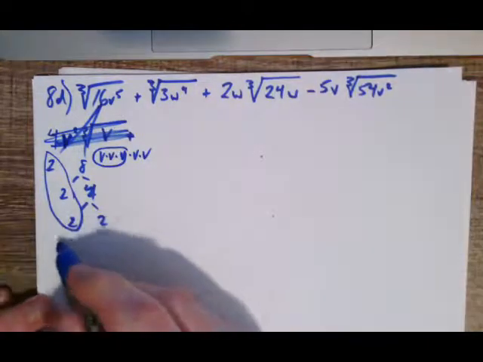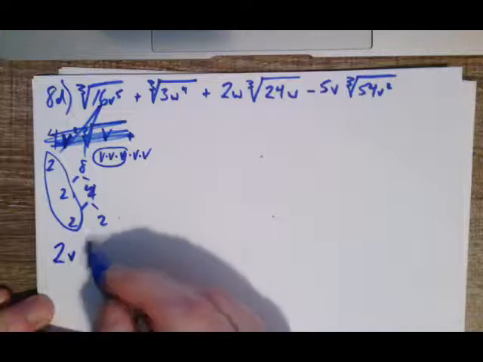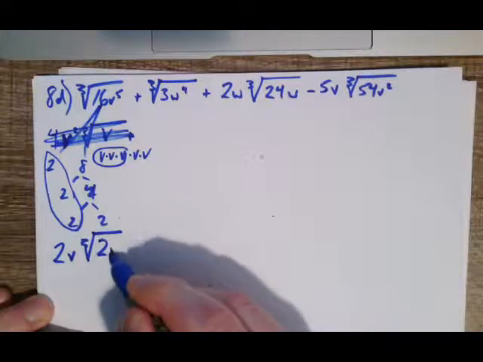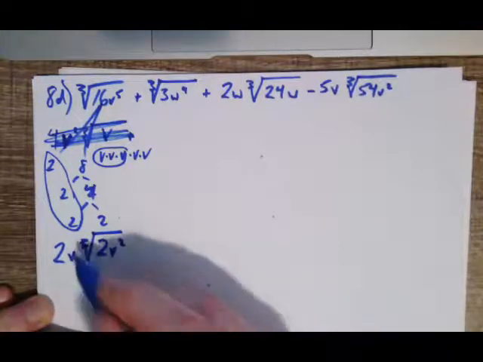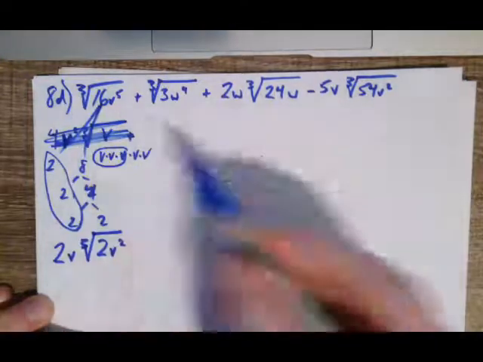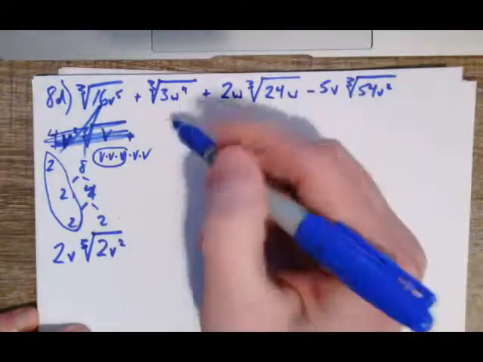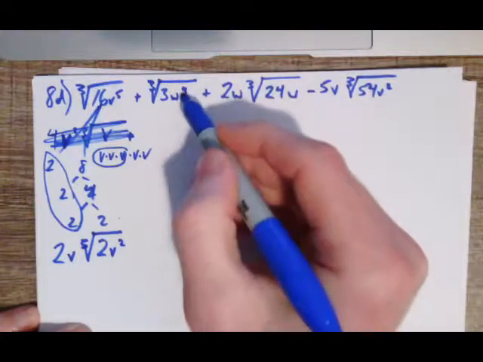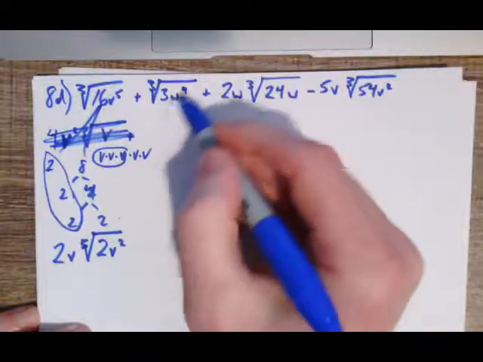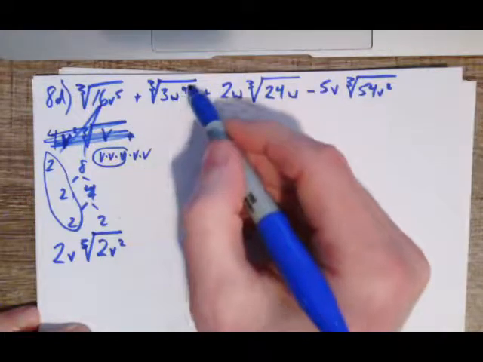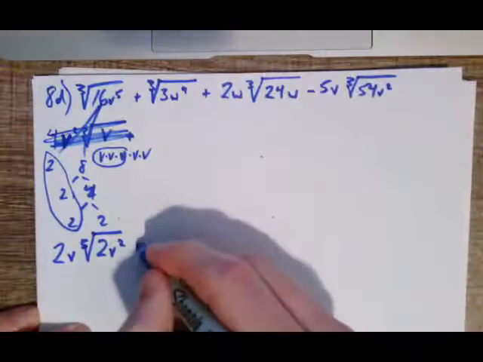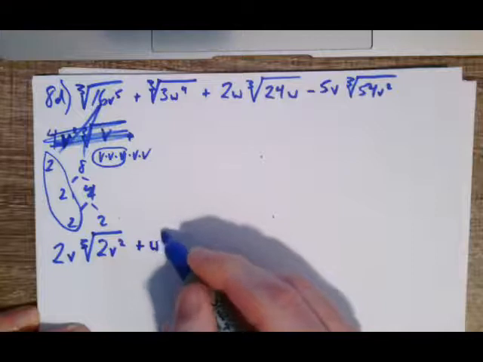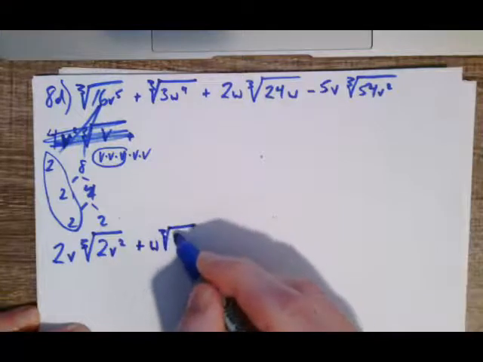So we have 2v cube root 2v squared. That's what that is. Sorry, missed the cube root for a second. Somebody must have screamed when they were watching this in the future. W to the 4. 3 of those W's, 1 comes out representing them, 1 stays in behind. The 3 stays. Plus w cube root 3w.